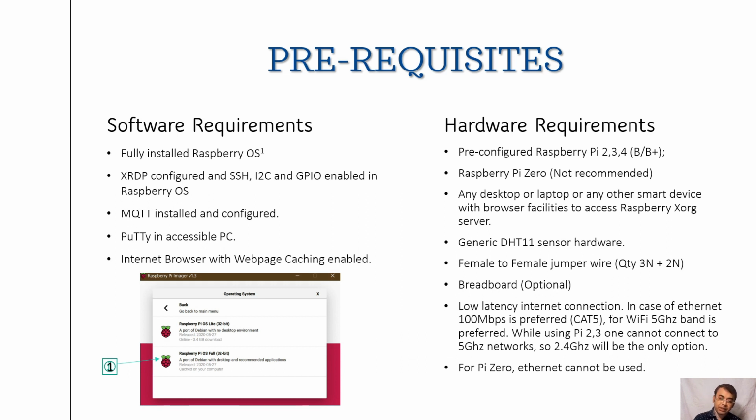Some prerequisites: software requirements and hardware requirements. Software requirements: a fully installed Raspberry Pi OS, XRDP configured, and SSH, I2C and GPIO enabled in Raspberry Pi OS, MQTT installed and configured, PuTTY on an accessible PC, but this is optional, and an internet browser with web page caching enabled.